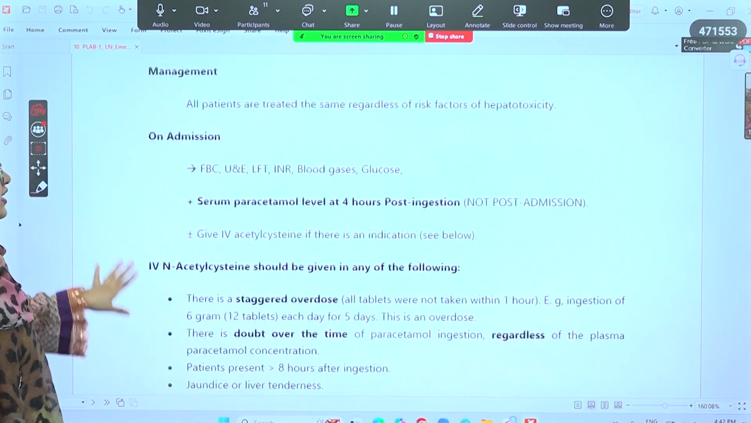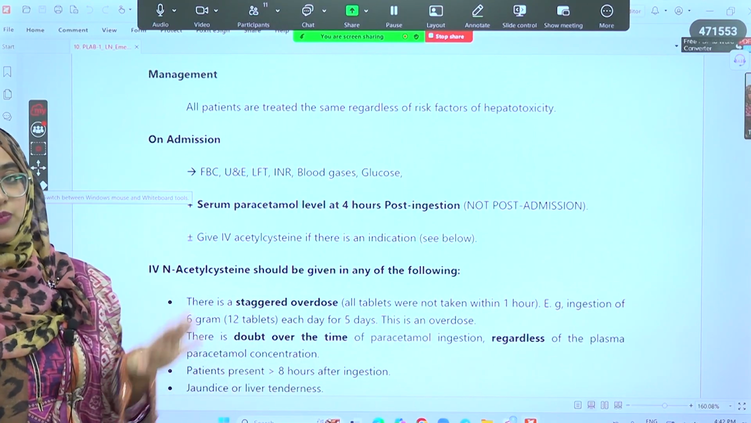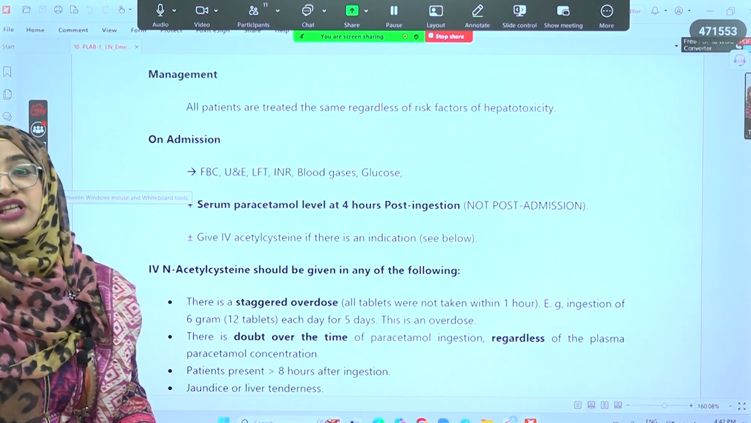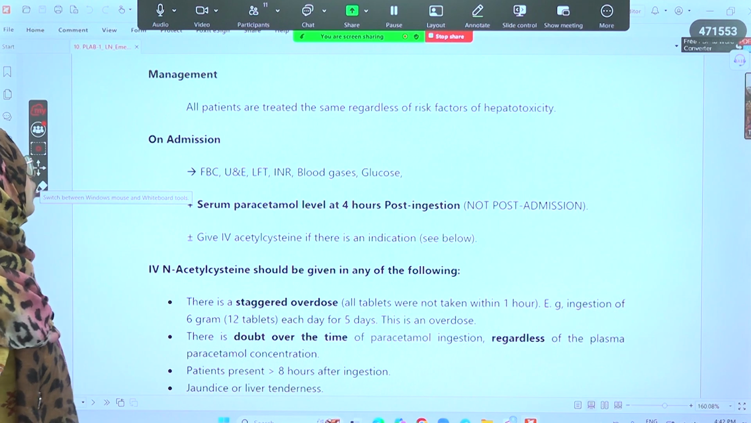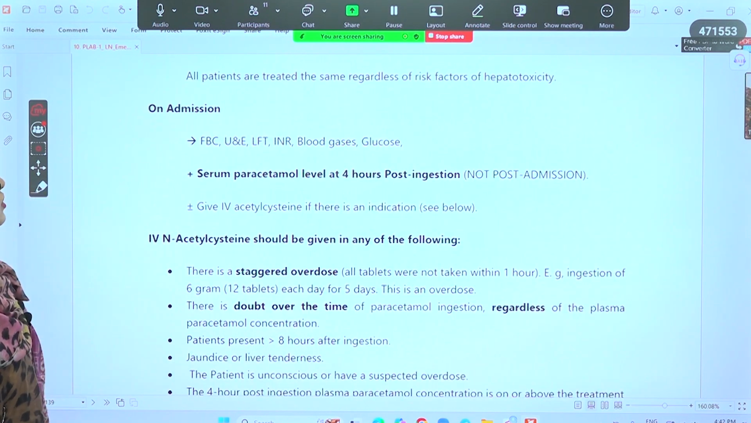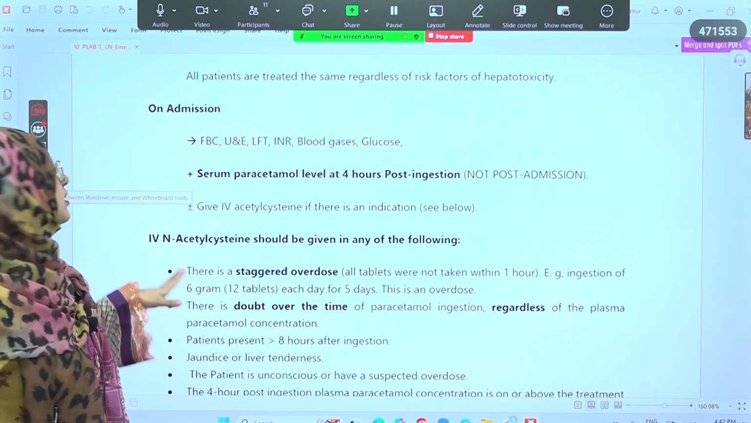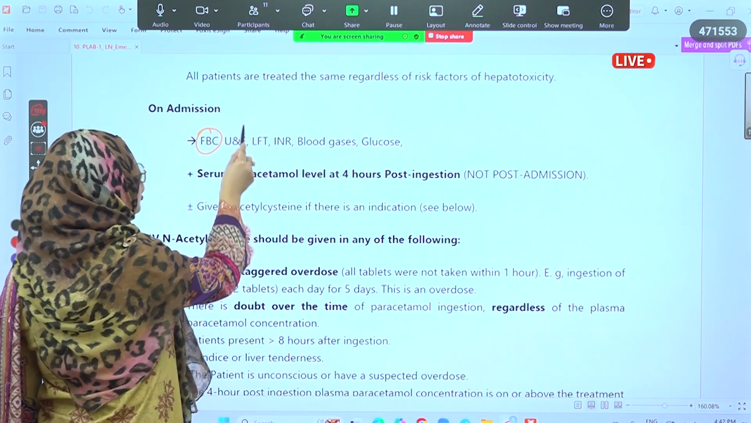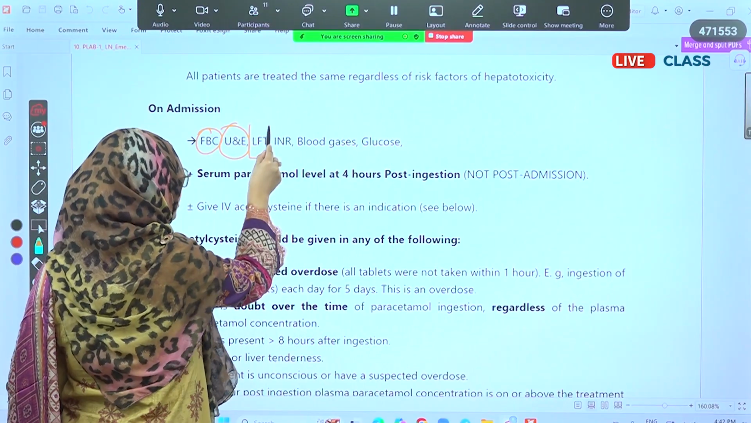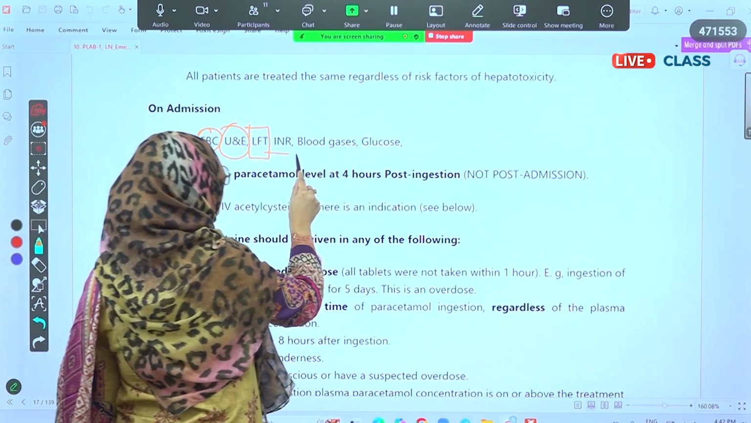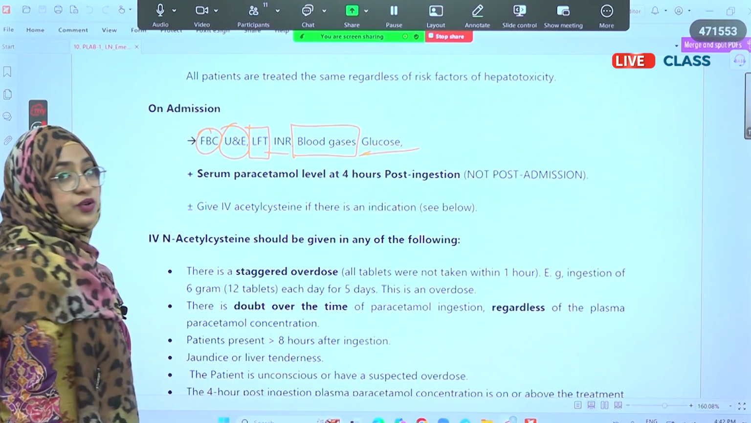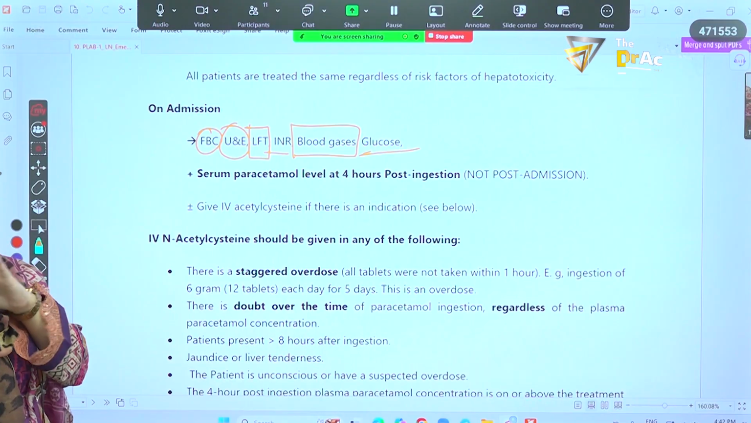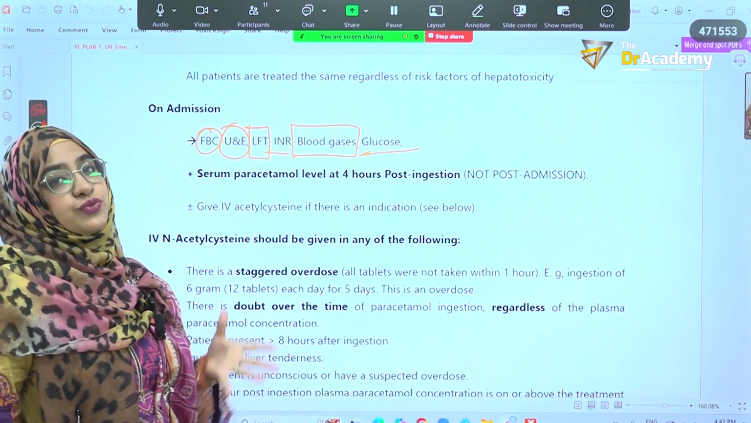The important thing that will come in our exam is management. A patient has come to you with paracetamol poisoning. Now what will we give to this patient as a treatment? Okay? On admission, we'll have to do some investigations. What are those investigations? Full blood count, urea and electrolytes, liver function test, INR, blood gases and glucose. Okay? These are the investigations we'll have to do whenever any patient comes to us with paracetamol poisoning.